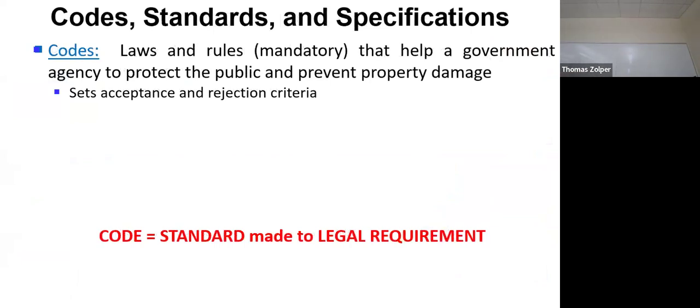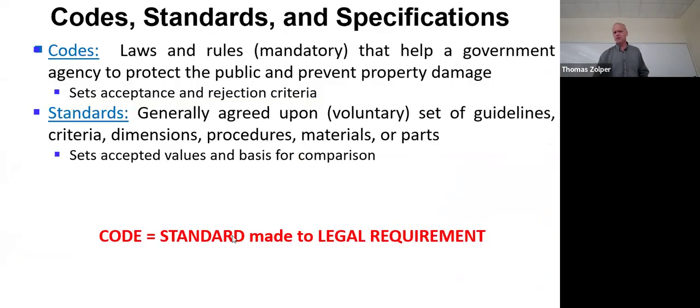So the difference between codes and standards is, you could say a lot of it starts with standards, but codes are the laws and rules, that is to say mandatory if they're legally binding, that help the government protect the public and prevent property damage, whereas standards are generally agreed upon sets of guidelines for dimensions, procedures, material composition, and all of that, that are usually articulated by some professional society.